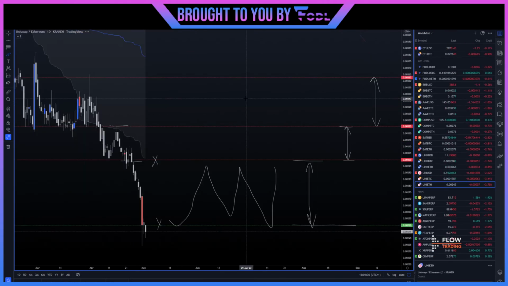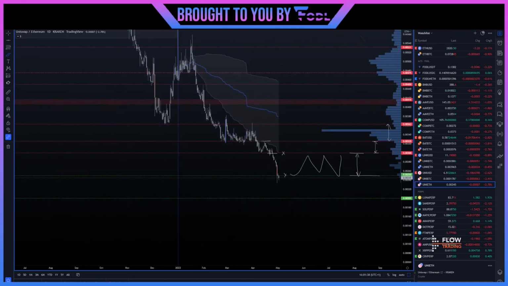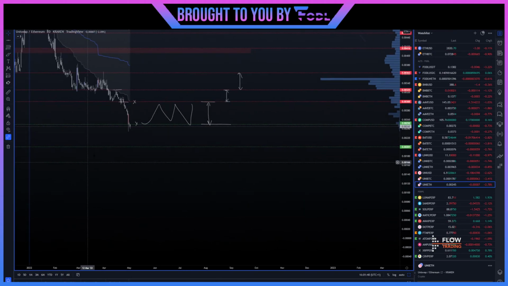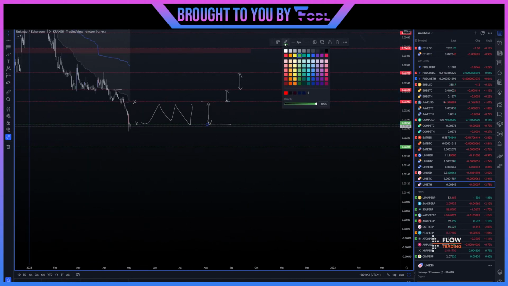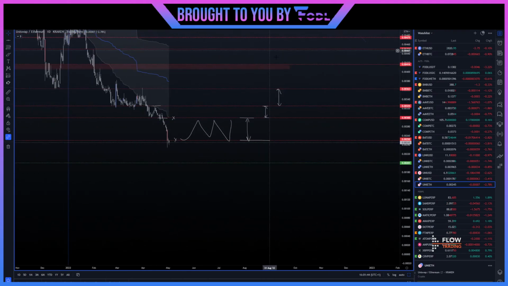Uni versus ETH. Level after level broken. Okay, so this level here should be now resistance until proven otherwise. I'm going to leave that as orange.